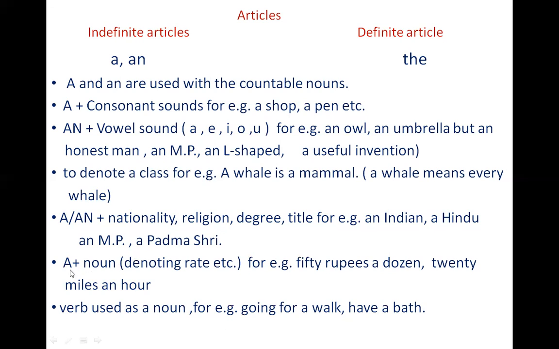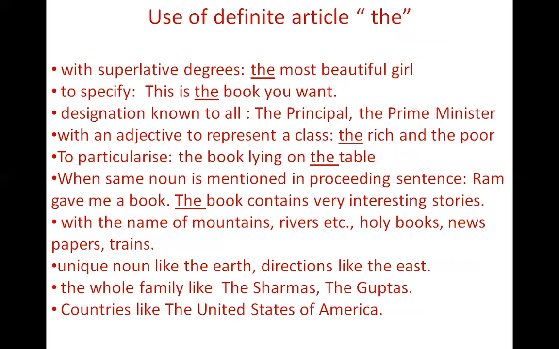A is used for denoting rates, 50 rupees a dozen. Means these 50 rupees are worth a dozen. 20 miles an hour. Verb used as a noun, for example, going for a walk, have a bath. Some verbs, when they are used as a noun, then this article a is used.